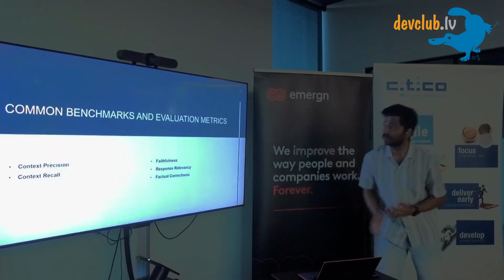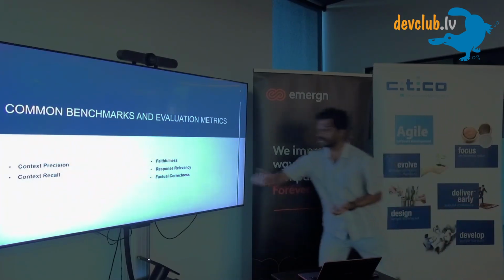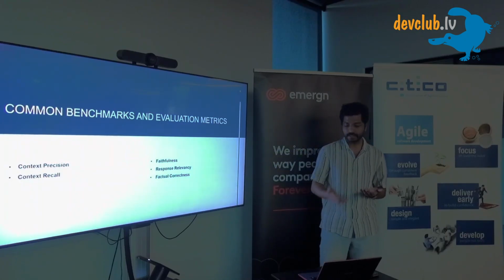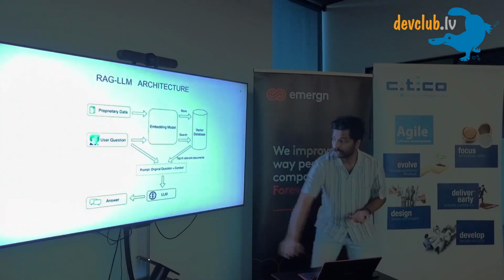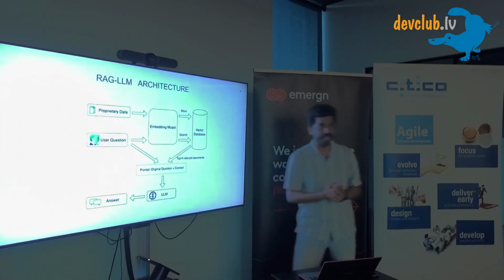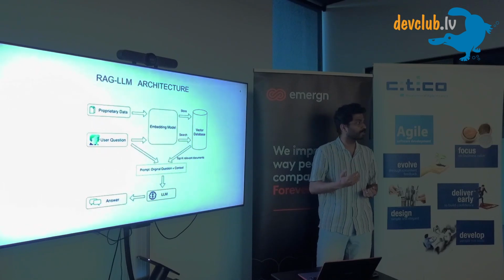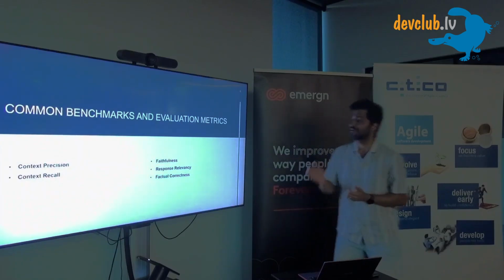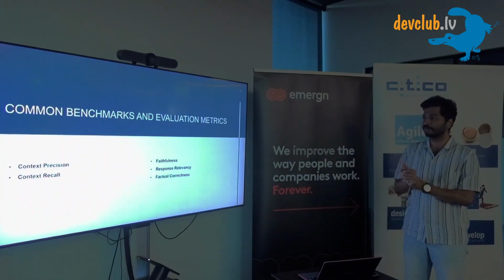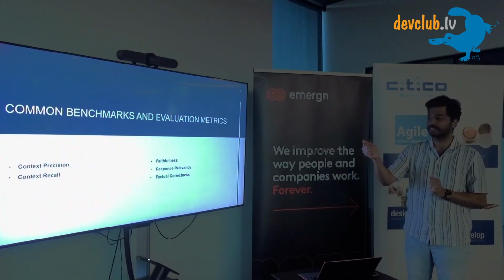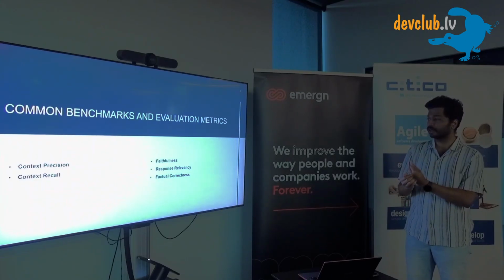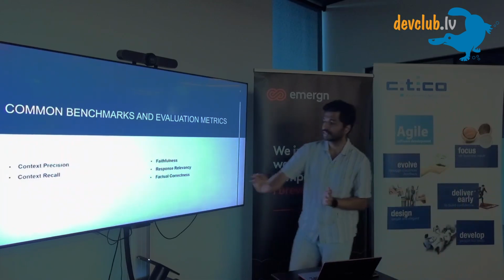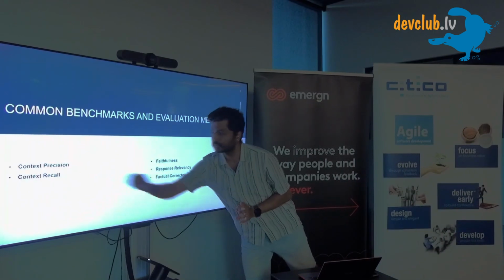So, common benchmarks. Here comes what you said, the factual correctness. After getting the answer, we will check how factually correct the answer was. These are the different metrics that will be used in a RAG-LLM model: context precision, context recall, faithfulness, response relevancy, and factual correctness. But I will concentrate on two of these points today.